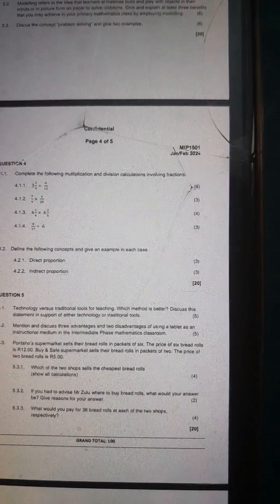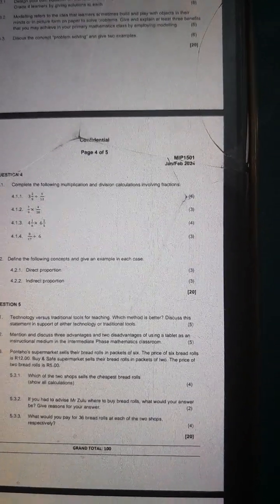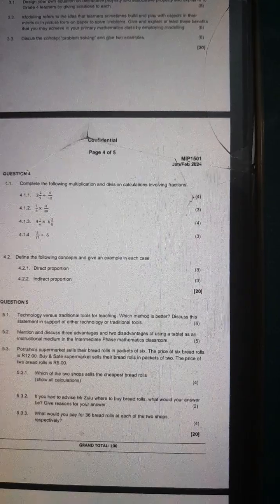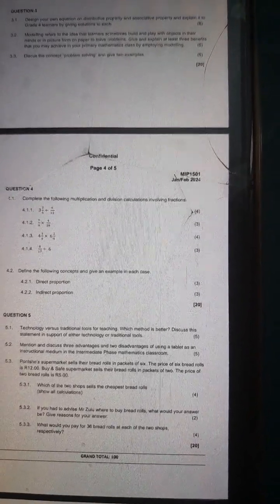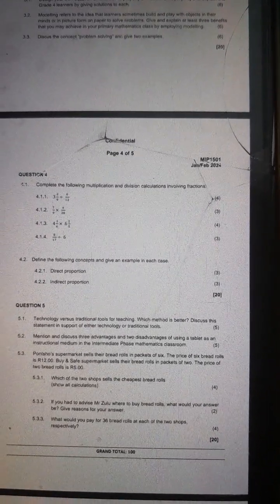For indirect proportion, I said that in an indirect proportion, as one quantity increases, the other decreases. For example, if 4 workers can complete a task in 6 days, what about 8 workers? Obviously, 8 workers can complete it in 3 days. That's 4.2. Hope, guys, you saw how we get that 20 marks.